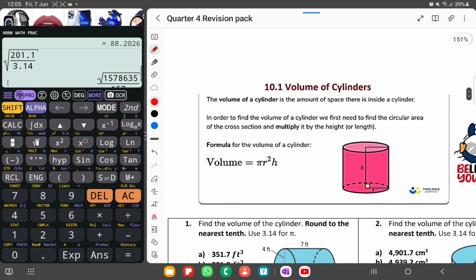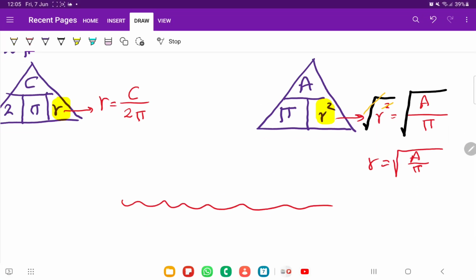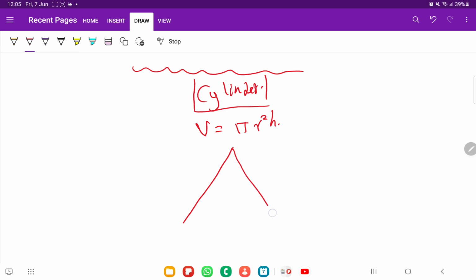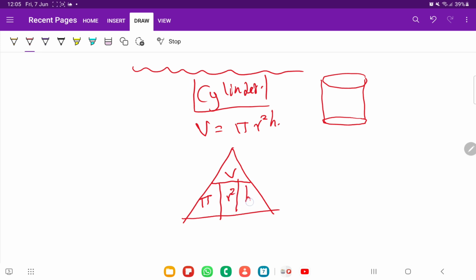Now cylinders. The only rule that you will study is this one: pi r squared h. But he might ask about the radius or height. Let's go to our draft. Here is the cylinder. The rule is volume equals pi r squared h. Draw your magic triangle. This is the shape of the cylinder. Volume equals pi r squared h.